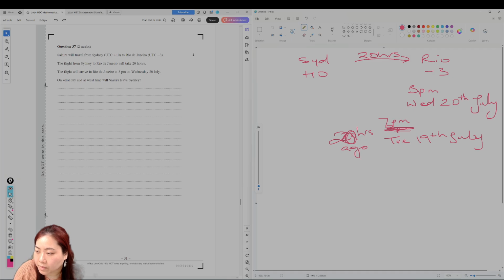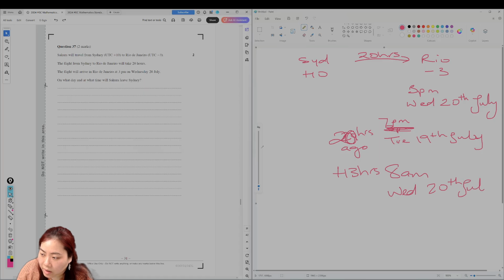20 hours ago. Now, that's 20 hours ago in Rio. What is that time in Sydney? Sydney is ahead by a full 13 hours. So now we have to go forward 13 hours. What is that? 7 p.m. plus 12 hours would be 7 a.m. on Wednesday. So it'll be actually 8 a.m. Wednesday, 20th of July.